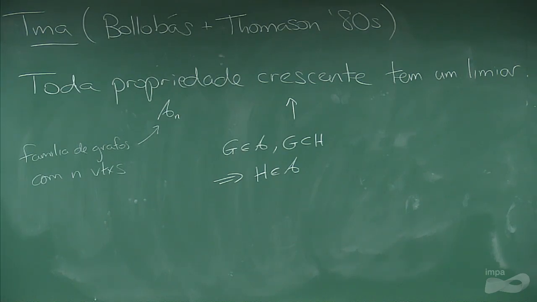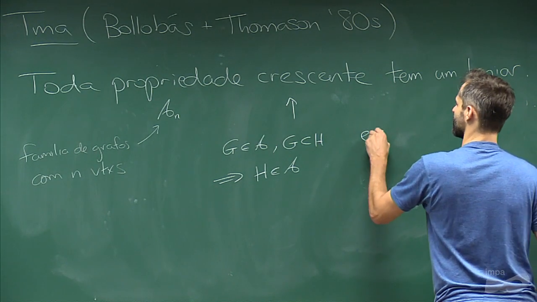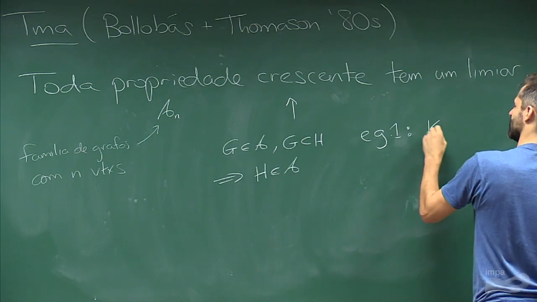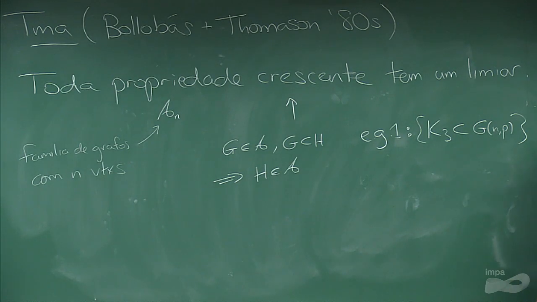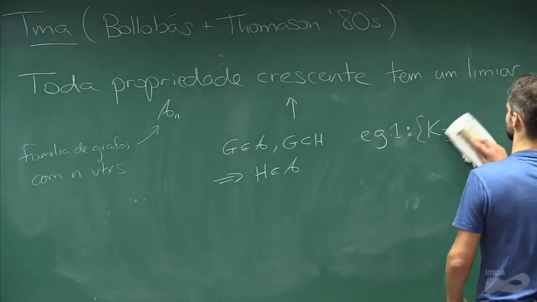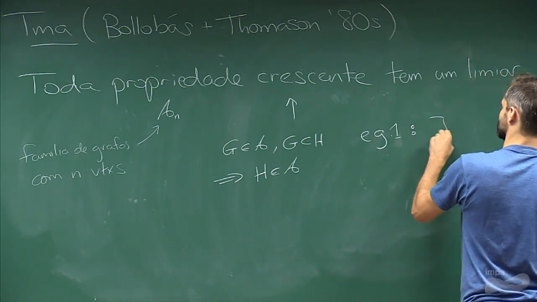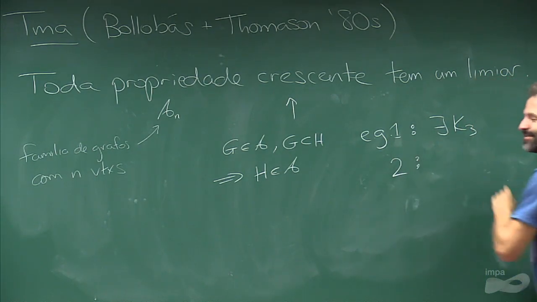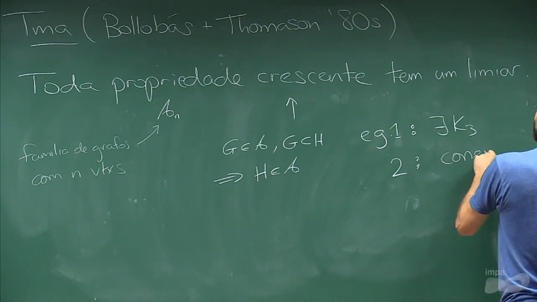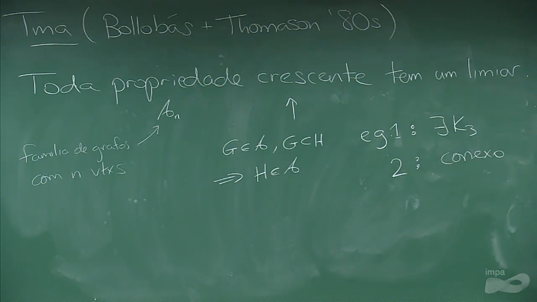So give me some examples of increasing families. Very good. The property that there's a triangle in G(n,p), or in the graph. Let's try that. Connected. Anything like this is increasing, right? As long as it has the thing, it is increasing. So the examples that we've seen have this property.